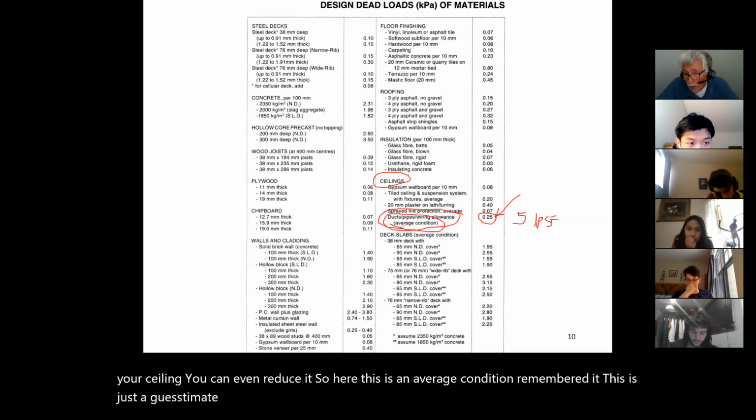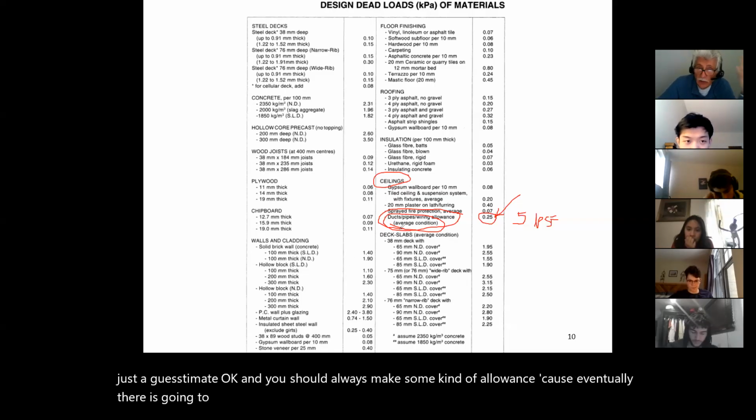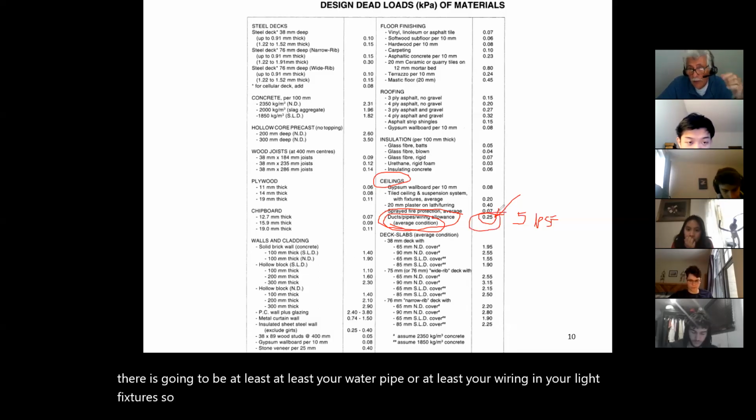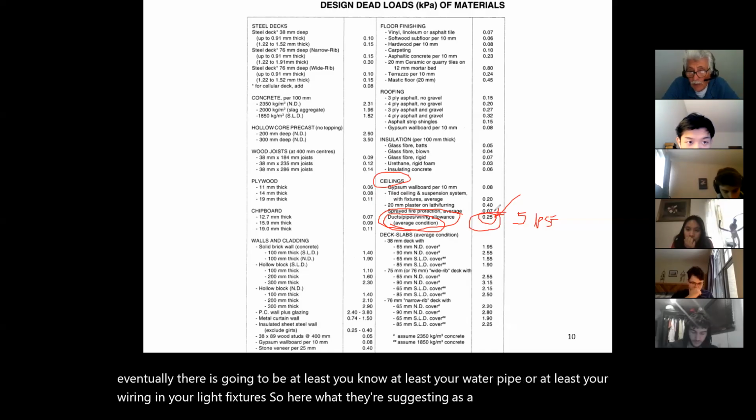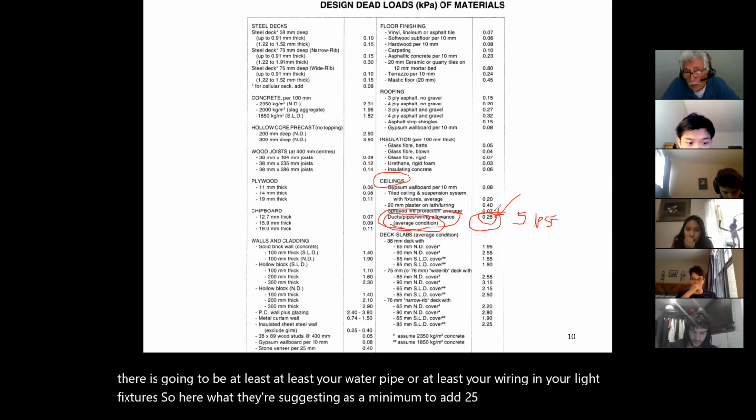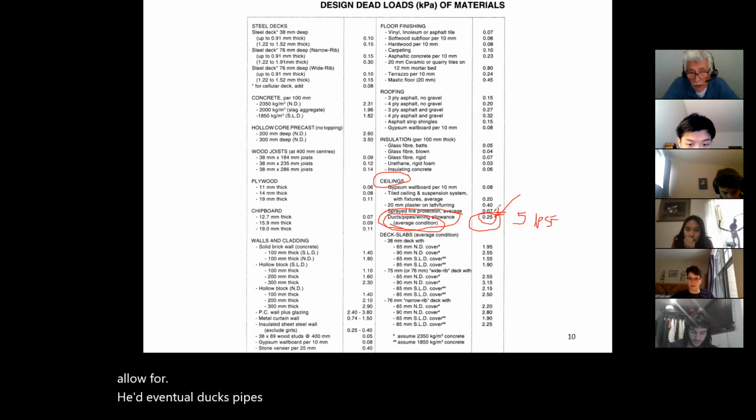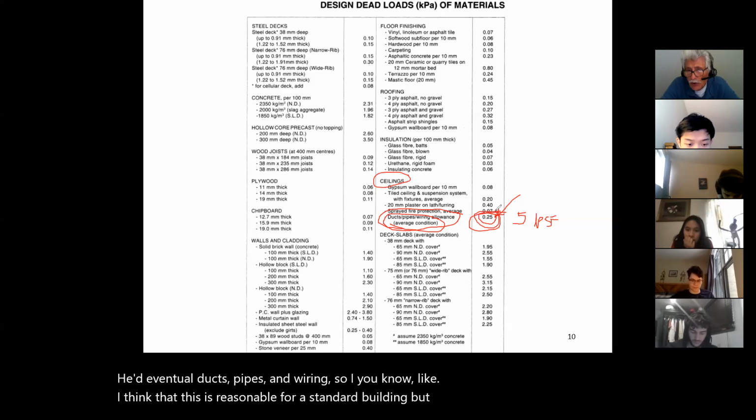And you should always make some kind of allowance because eventually there is going to be at least your water pipe or at least your wiring and your light fixtures. So here, what they're suggesting as a minimum is to add 0.25 kPa to allow for the eventual ducts, pipes, and wiring. I think that this is reasonable for a standard building, but then again, it's up to you to judge whether this is enough or if you think that there should be more.